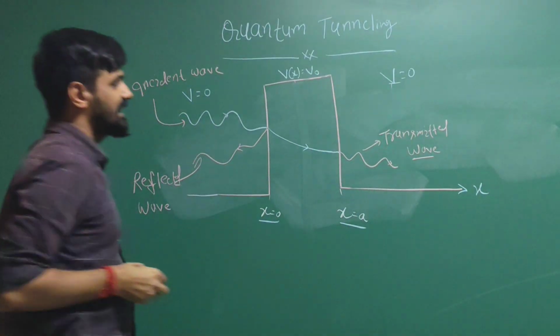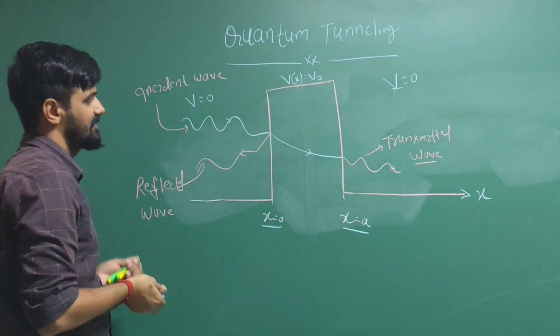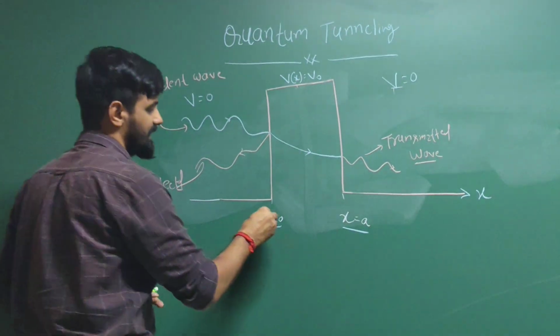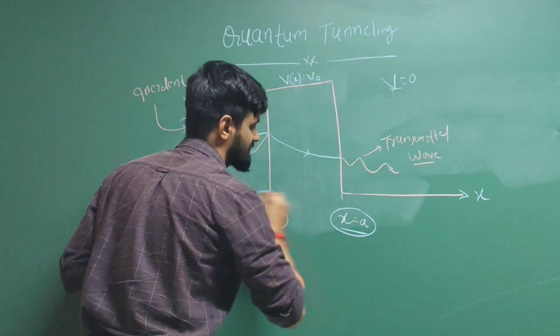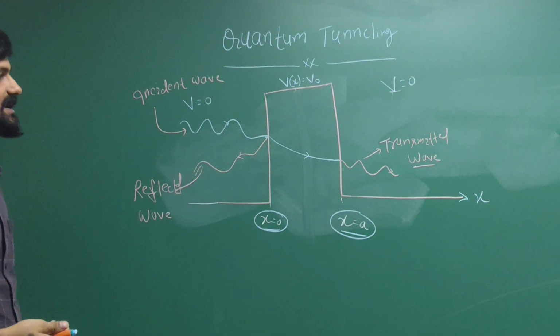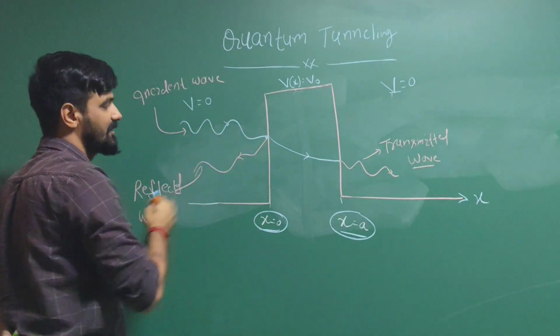So this picture is very important when we write the mathematical equation for that, because this wave will basically give you the boundary condition at x equals 0 and at x equals a. And when we solve the mathematics of this particular problem, you will see there will be two terms, one increasing and one decreasing.